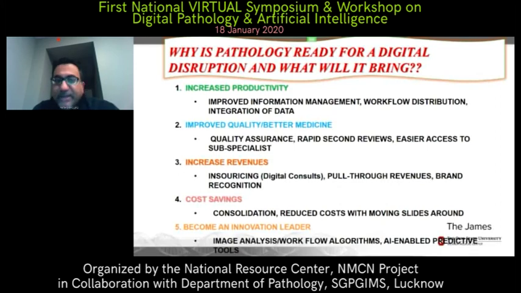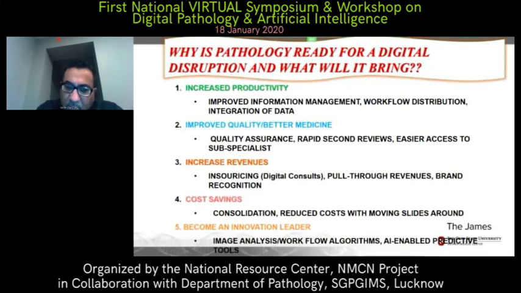We have an opportunity to do insourcing, bring more cases to your institute. You have an opportunity to do pull-through revenues, which means when you bring consults, you also attract patients to your hospital. And then you can create brand recognition.